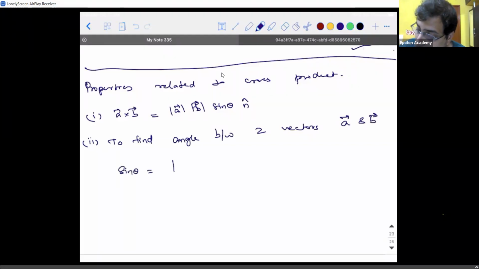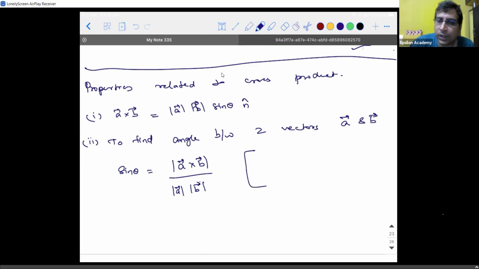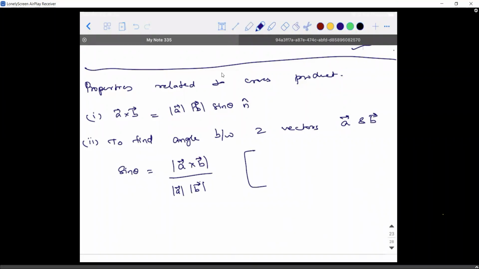Sine theta is equal to magnitude of A vector cross B vector divided by magnitude of A vector into magnitude of B vector. Let me stress on this point. The reason why I wrote magnitude in the numerator is because when you do cross product between two vectors, what are you getting? You are getting a vector, not a scalar quantity.